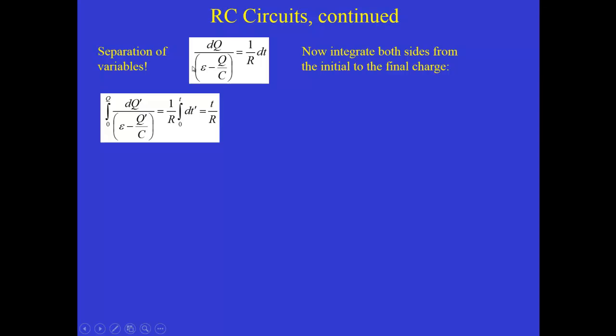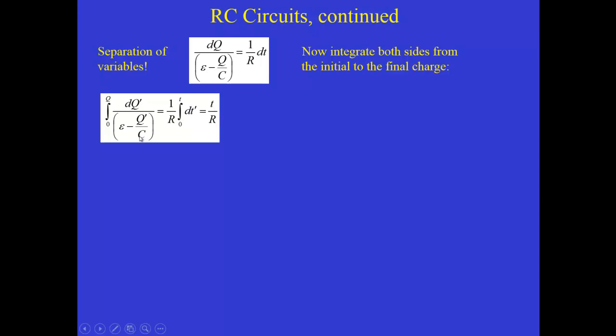Now I changed the integrand on the left-hand side to Q prime simply because my upper limit I want to be the maximum charge, and I'm going to use Q as the symbol for that. The right-hand side, same thing. T will be my final time, so I'll call the variable T prime when I'm doing the integral. So the integration on the right-hand side is simple, right? The integral of dt prime from 0 to t is just t.